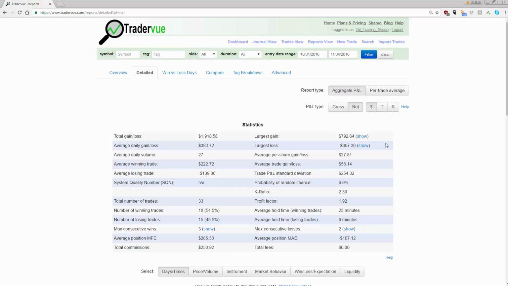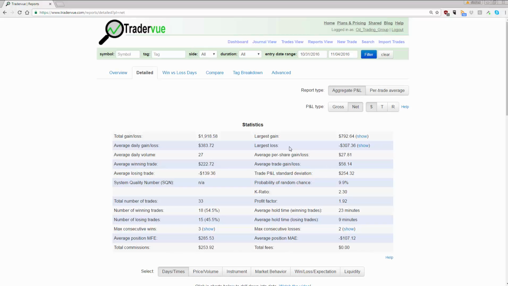And a couple things that I want to draw your attention to here. When you talk about letting your winners run and cutting your losers short, it shows up in a couple of different places here. So right here, the average hold time for winning trades was 23 minutes, and the average hold time for losing trades was 9 minutes. So again, that is just about 2.5 times that we're holding on to our winners versus our losing trades, at least in length of time.